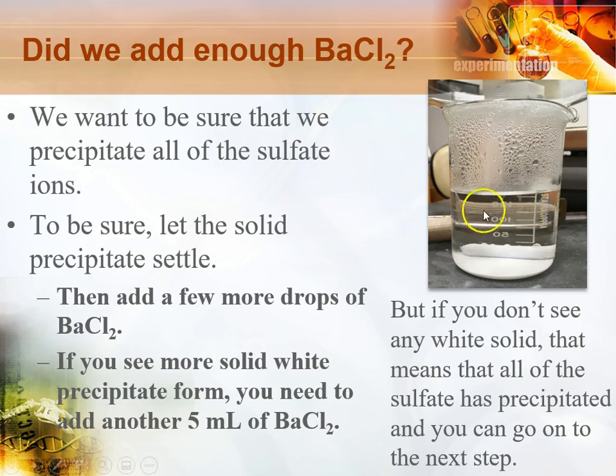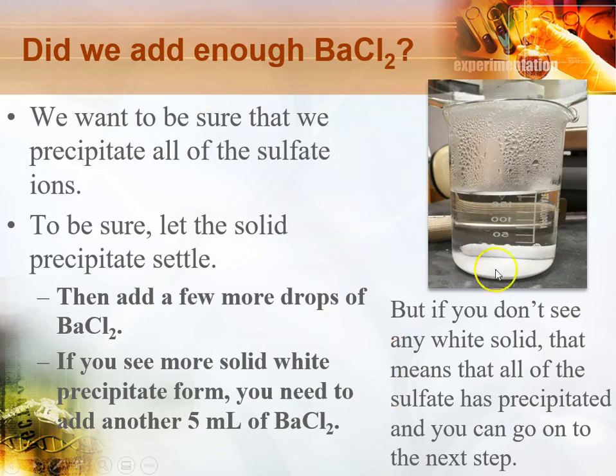So I just took some barium chloride and I took a pipette and I kind of dribbled a few drops down the side, and if I see cloudiness when that happens, that's the formation of additional barium sulfate, and that would mean that I hadn't added enough barium chloride. But when I did do that test, I just saw a transparent solution. So that told me that all of the sulfate had precipitated, and I can go on to the next step. But if you do see some cloudiness, you'll have to add another 5 milliliters of barium chloride and then repeat the step just to make sure that you've got all the sulfate precipitated.